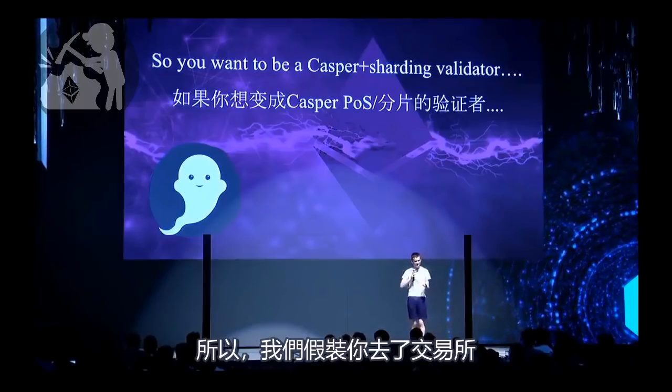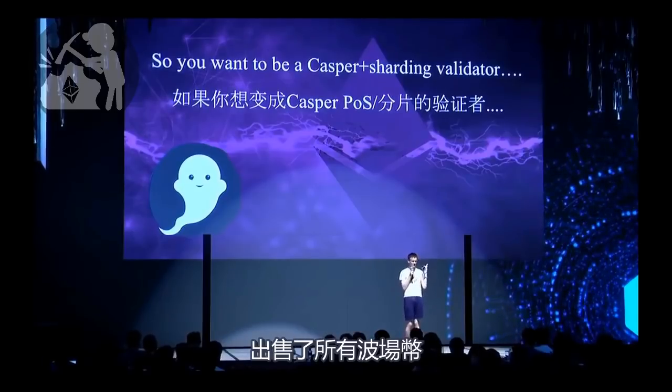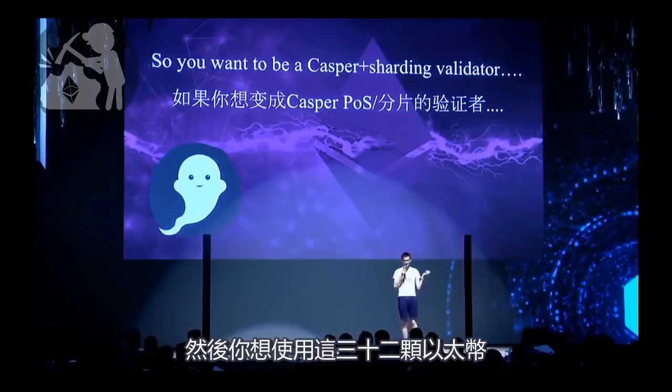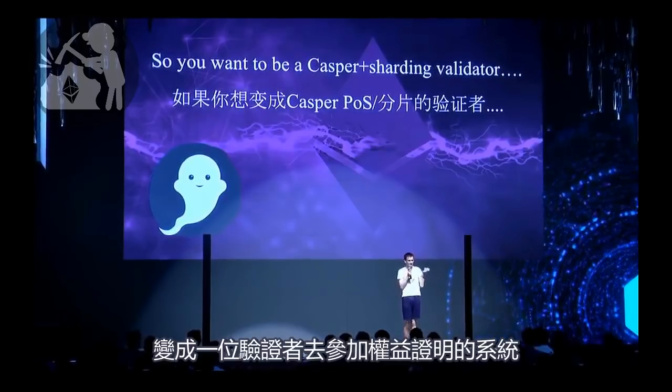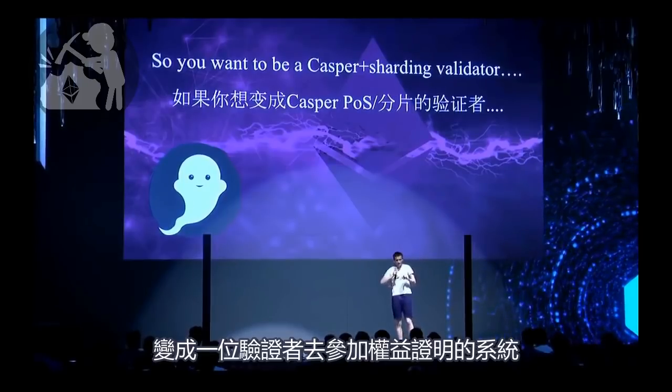So let's suppose you just went to an exchange, you sold all your Tron, and you bought up 32 ETH. And you want to use that 32 ETH to become a validator and just participate in the proof of stake system. What do you do?